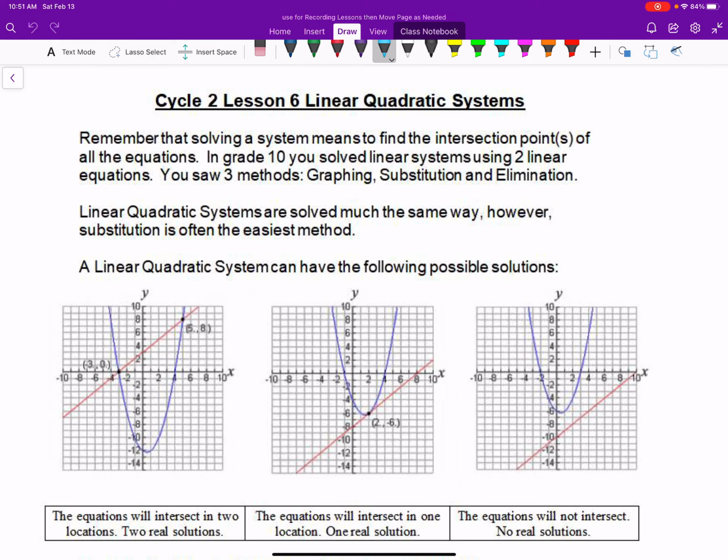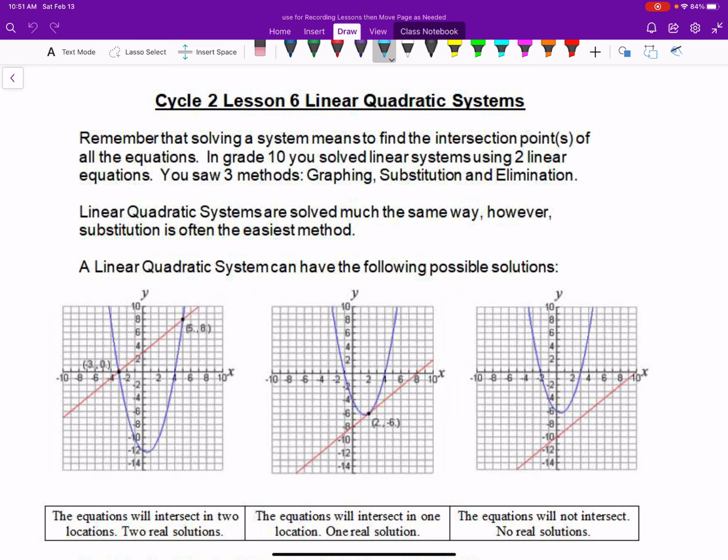Cycle 2, Lesson 6, Solving Linear Quadratic Systems. You may recall from grade 10 that a linear system is two linear functions crossing. They usually will cross each other unless they have the same slope. They cross each other, and the solution to the system is the point of intersection.